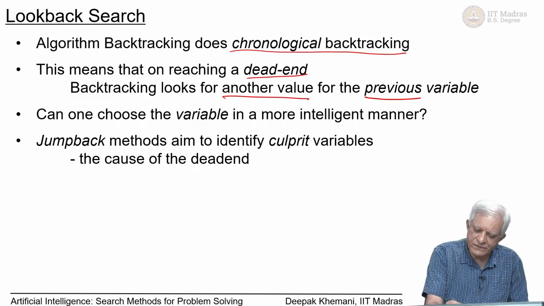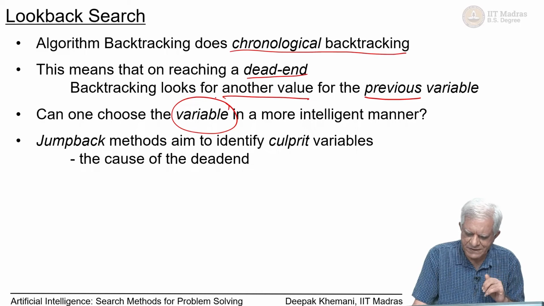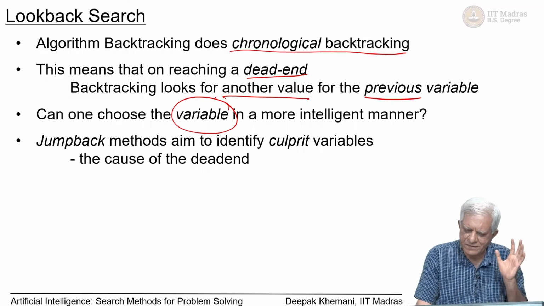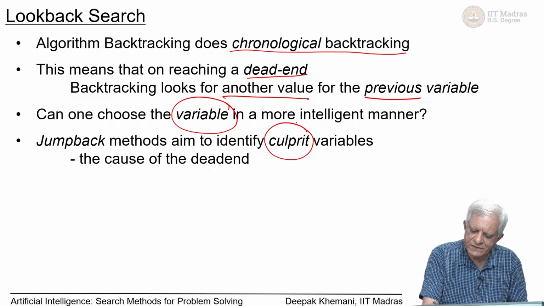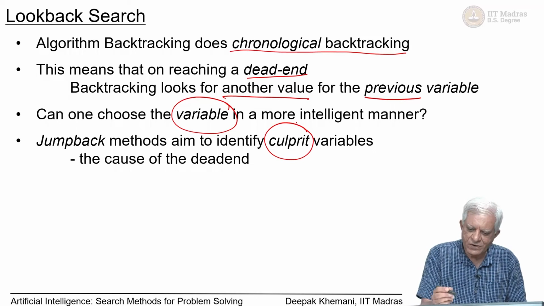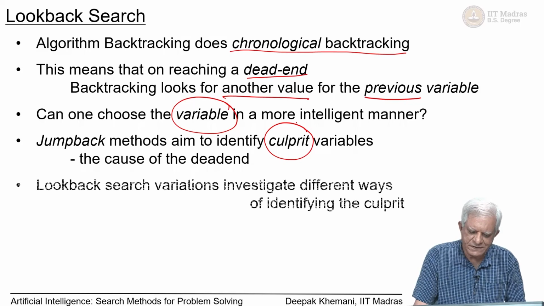Now, can one choose a variable that you want to undo in a more intelligent manner? We had in passing mentioned that there is something called dependency directed backtracking, but we do not have time to go into that. So, these methods are called jump back methods, which means they jump back to some previous variable, not the last one that you were looking at, and they try to identify which is a culprit variable that you need to jump back to that has caused the current dead end essentially. So, these are called look back search methods.